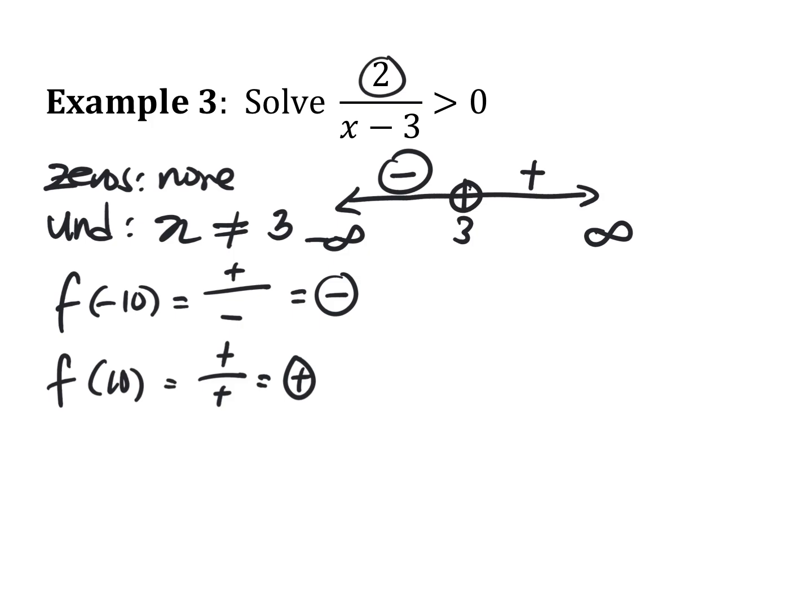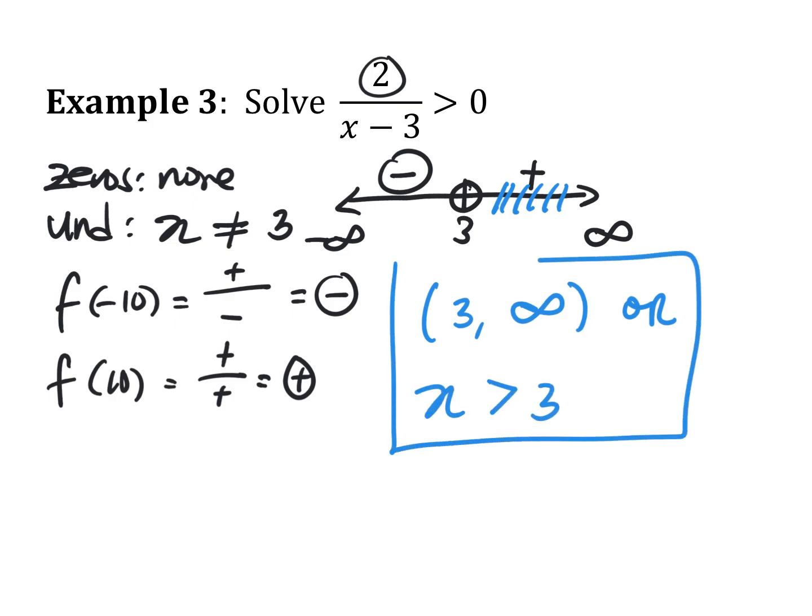So to answer the problem in here, that is rational function greater than 0, we can see that greater than 0 in here is only on this part. To answer that, we can say that it's going to be the interval of 3 to infinity. Or we can also write it as x should be greater than 3. So these can be the two possible answers in this specific example.